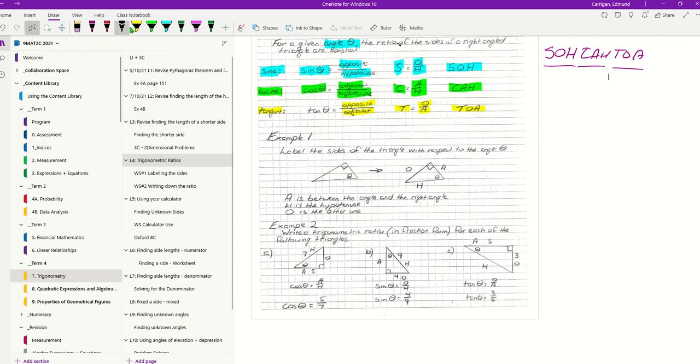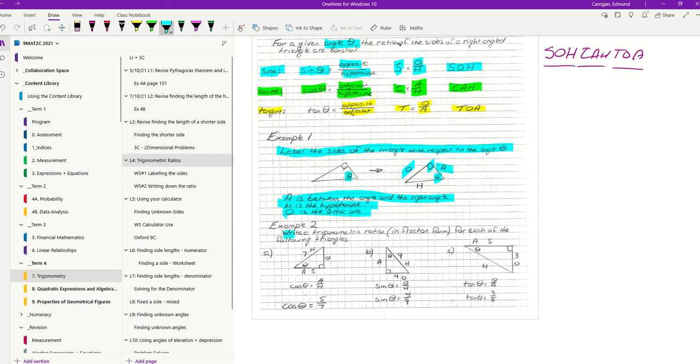All right, so let's have a look at an example here. I'm being asked to label the sides of the triangle with respect to the angle theta. Now theta's in here. A is the side between the angle and the right angle. There's the angle, there's the right angle, so that one's A. O is the other one, and H is the hypotenuse. So we can find the hypotenuse now that we've been doing Pythagoras' theorem for a fair while.